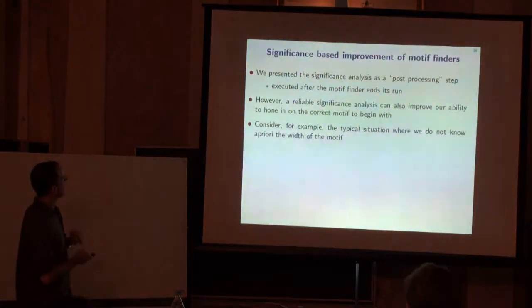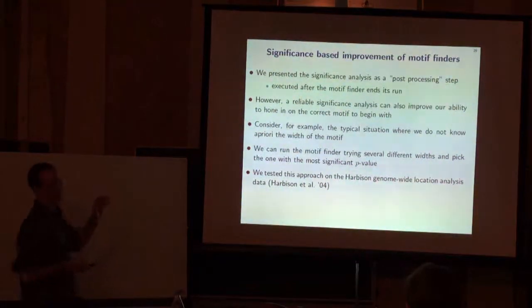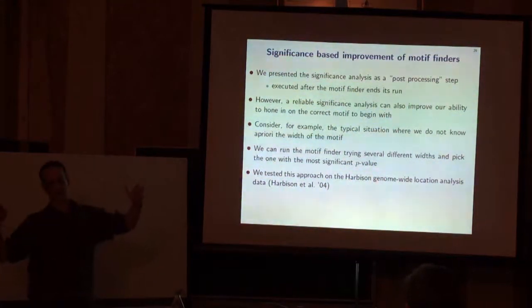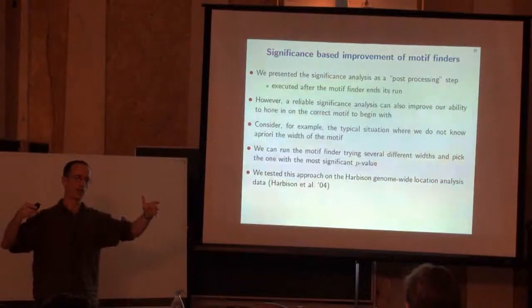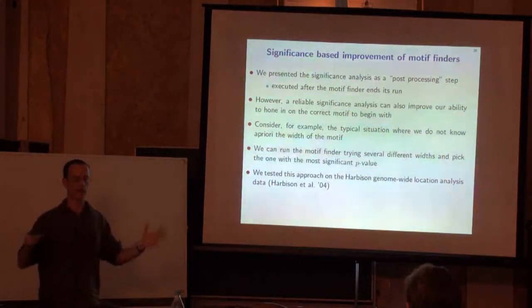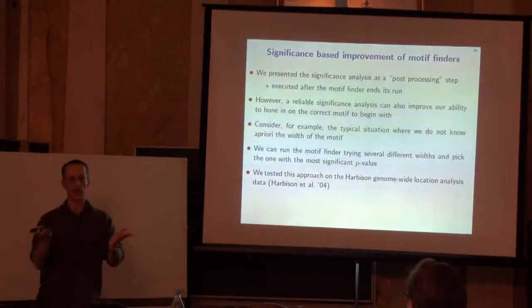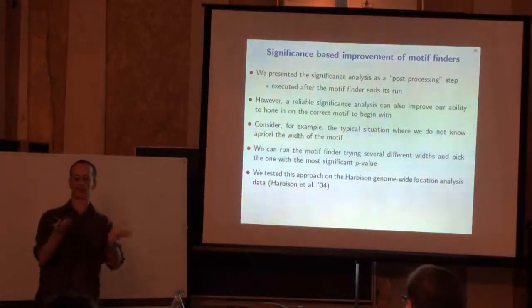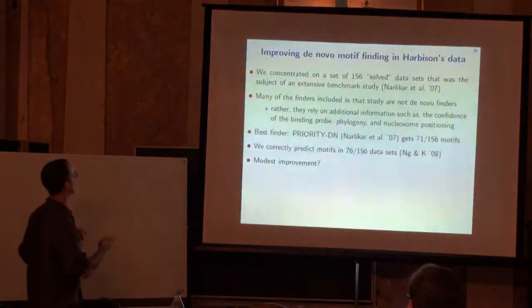Okay, let me skip that. Let me just tell you what it is. I showed you that I can estimate the significance of a motif as post-processing. But if you have a good estimator of significance, you can start using it to choose the right motif between several candidates. So that's what this is about. I'll skip it.